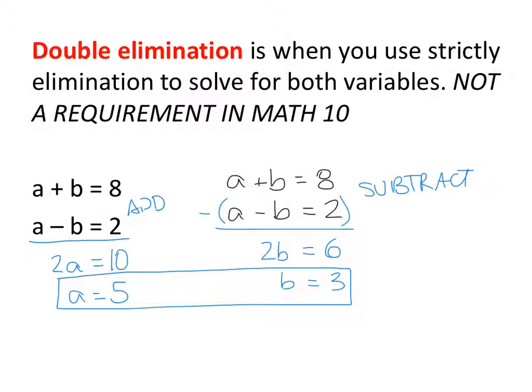The double elimination part refers to how we would use elimination a second time. My second time through, I want to eliminate the A's, so I would look at subtracting. A subtract A leaves me with 0 A's. B subtracting negative B gives us positive 2 B's. And 8 subtracting 2 leaves us with 6. So we can solve to find out that B is 3. Keep in mind, though, this is not a requirement in Math 10. You're more than welcome to use substituting in to find the value of the second variable.